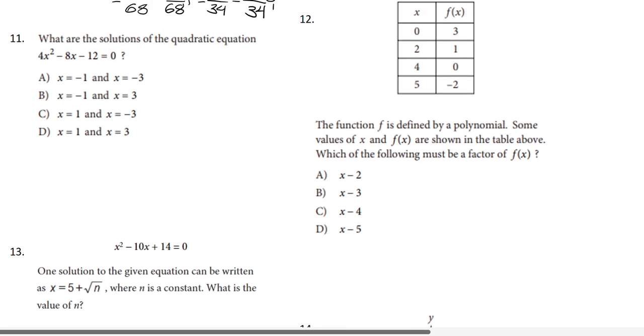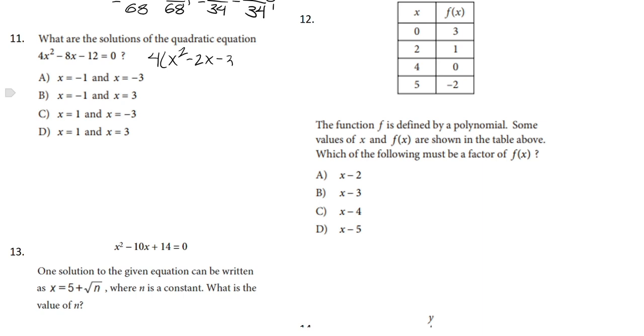For number 11, they ask what are the solutions to the quadratic equation 4x squared minus 8x minus 12 equals 0. The first step is that all of these terms have a 4 in common. So we can factor out a 4, and we'll have x squared minus 2x minus 3 equals 0. If we divide both sides by 4, the 4 on the left cancels out. And then 0 divided by 4 is still 0.